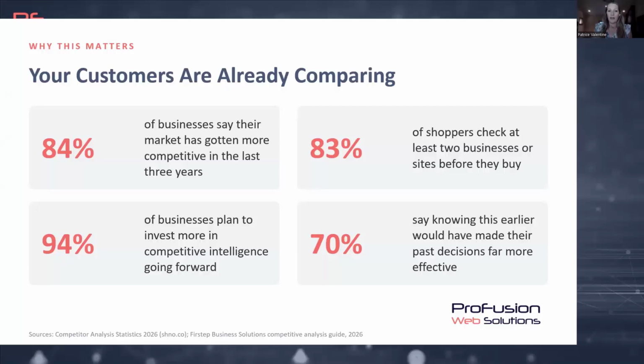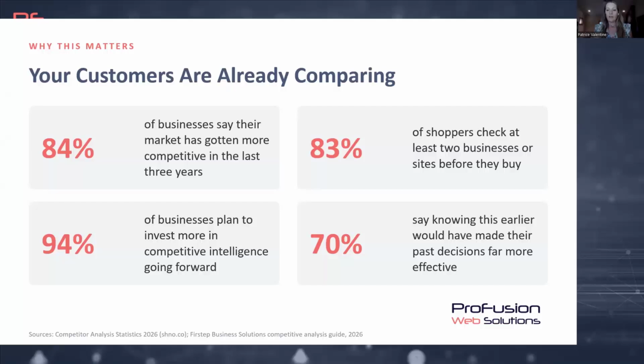On the consumer side, 83% of shoppers check at least 2 businesses or websites before they buy anything. So your customer is very likely already doing this comparison we're going to do today. Maybe not down to the technical level, but they're already comparison shopping. They're typically very educated on the products and services they're buying. You just don't always get to see their results. If you're the loser in the comparison and you don't get that phone call, you're not privy to what they actually looked at. So your shoppers are already doing this.